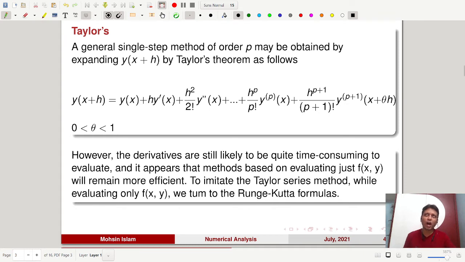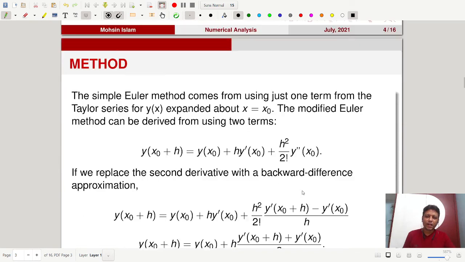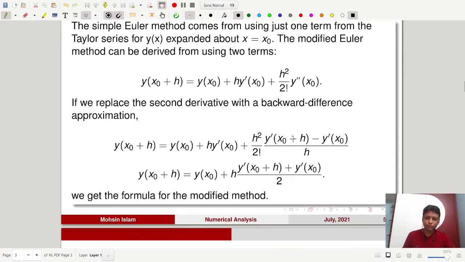Actually, Runge and Kutta are two German mathematicians. The simple Euler method comes from using just one term from the Taylor series for y = y(x), expanded about x = x_0, the initial point. The modified Euler method can be derived from using two terms. You can write by Taylor series expansion y(x_0 + h) = y(x_0) + h y'(x_0) + (h^2/2!) y''(x_0).